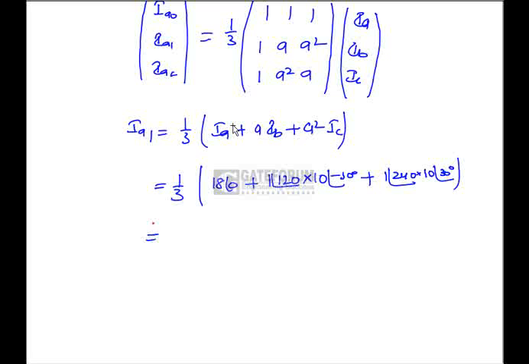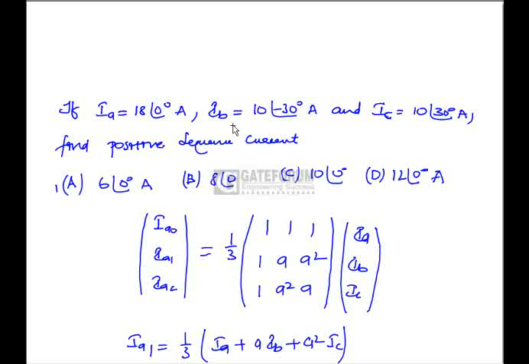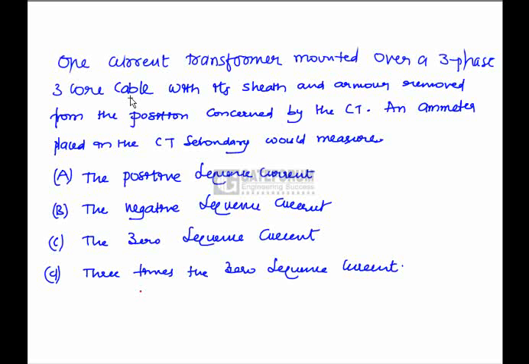If you solve this, you will get the positive sequence current IA1 as 6 at an angle 0 degrees amperes. So option A is correct. Next question. This is a very good one. People get confused how to solve this one.